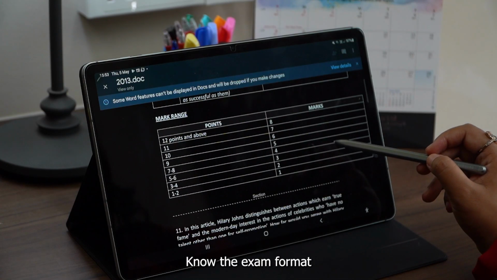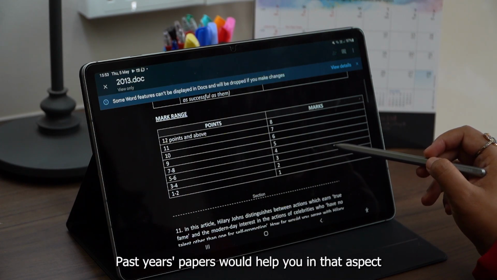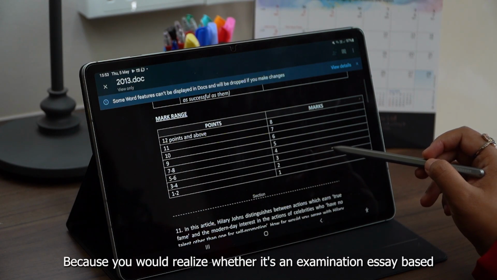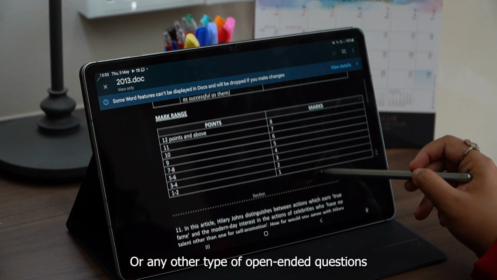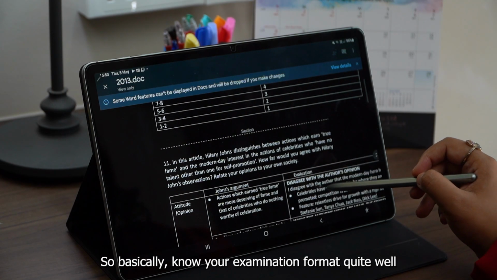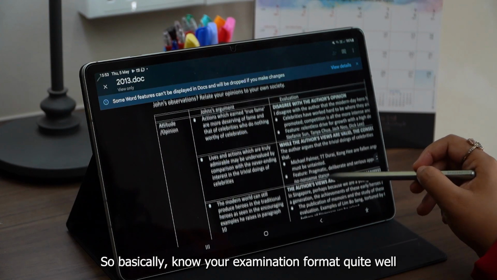All right. And know the exam format. So basically going through past year papers would help you in that aspect, because you will realize whether your examination is essay based or MCQ based, multiple choice questions, or short answer questions, or any other type of open-ended questions. So basically know your examination format quite well.